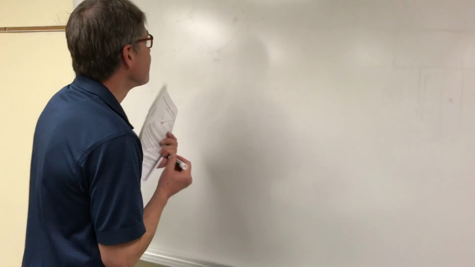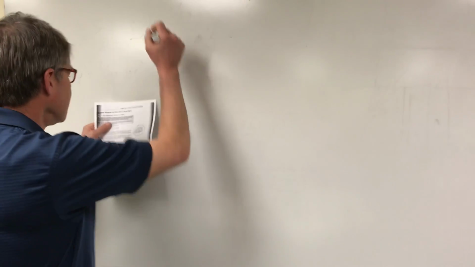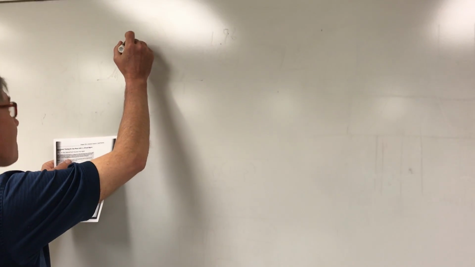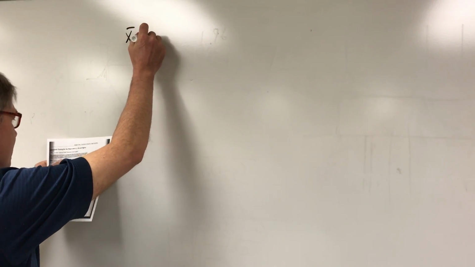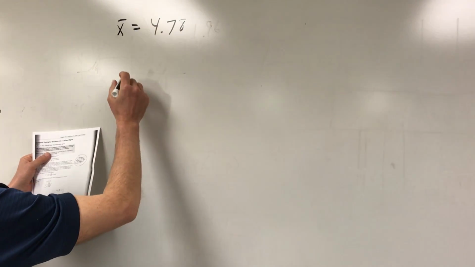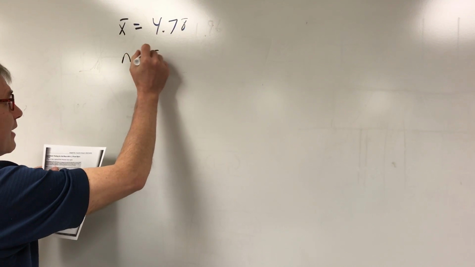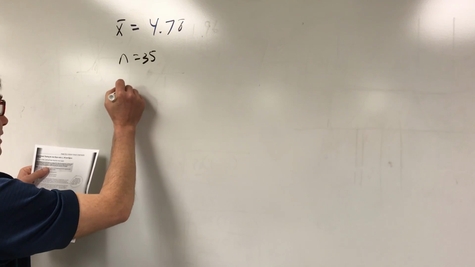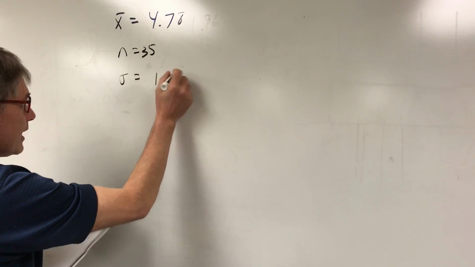A company claims the average time a customer waits is less than 5 minutes. A sample of 35 customers had an average wait time of 4.78 minutes. Assume the population standard deviation for wait time is 1.8 minutes. So what we got then is an average equal to 4.78. The sample size is 35, and the standard deviation is 1.8.